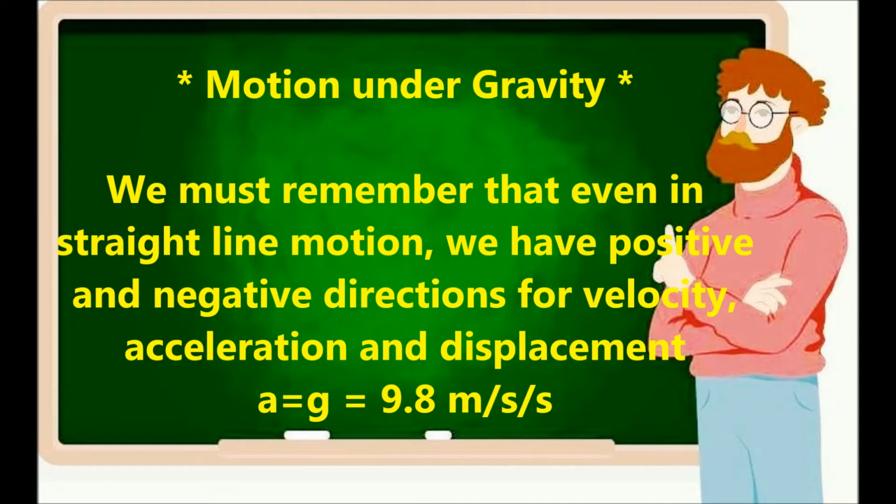What is motion under gravity? We know that there is a g. Acceleration due to gravity is called g. It is 9.8 meters per second square. What's the meaning of that? The acceleration is g. A is equal to g. And g value is 9.8 meter per second square.